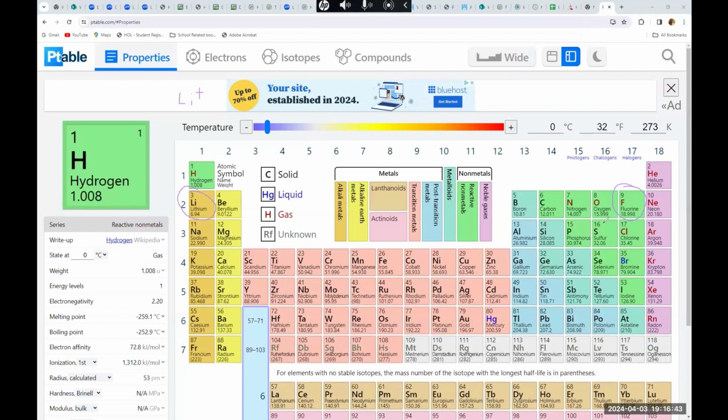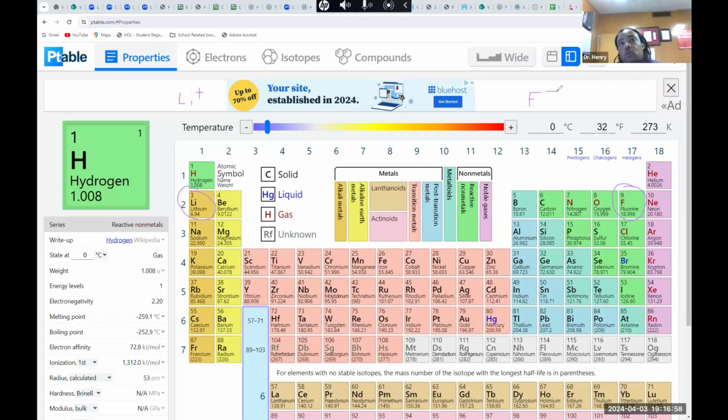It's going to want to gain, right? Because if it gains just one electron, it's going to be like neon. So it's going to gain that one electron, so then it's going to have a minus charge associated with it.